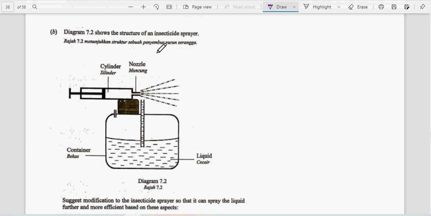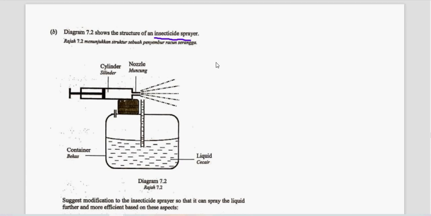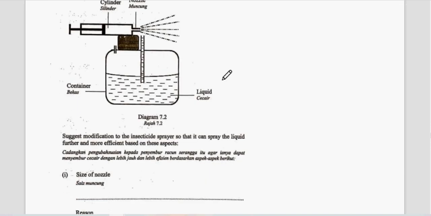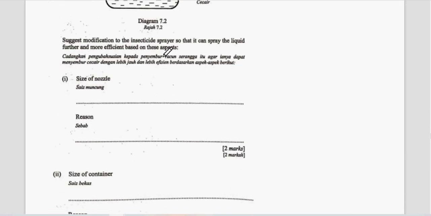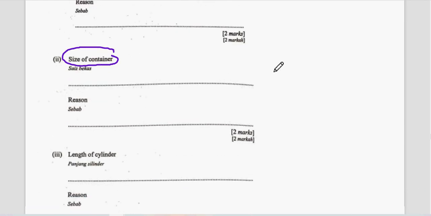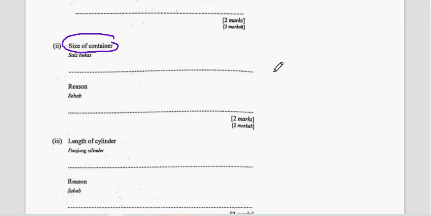Okay, next. Diagram 7.2 shows the structure of an insecticide sprayer. The insecticide sprayer also uses Bernoulli's principle. Then suggest modification to the insecticide sprayer so that it can spray liquid further, more efficient, based on the aspects: the size of the nozzle, the size of the container, and the last one is the length of the cylinder. For each one you need to write the reason.